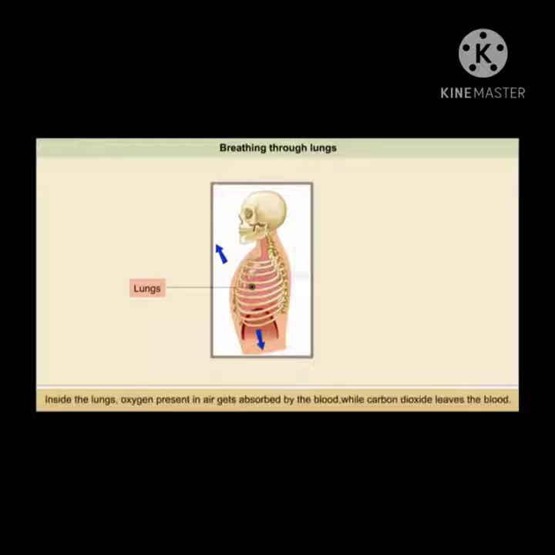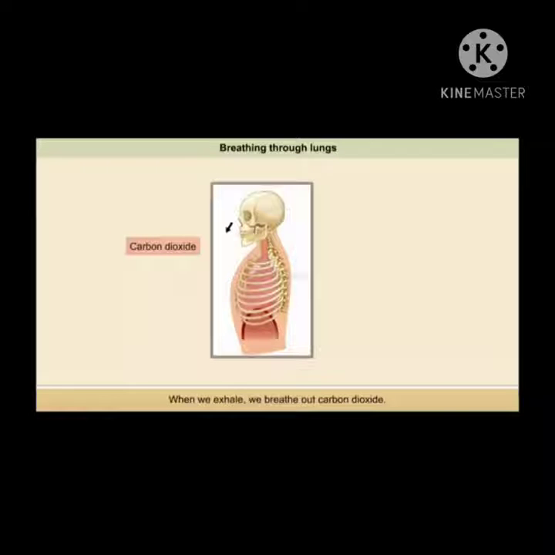Inside the lungs, oxygen present in air gets absorbed by the blood, while carbon dioxide leaves the blood. Absorbed oxygen is then carried by the blood to other parts of the body. When we exhale, we breathe out carbon dioxide. The rib cage moves down and in. The diaphragm moves up, thereby building pressure inside the lungs. Carbon dioxide is then pushed out of the lungs.